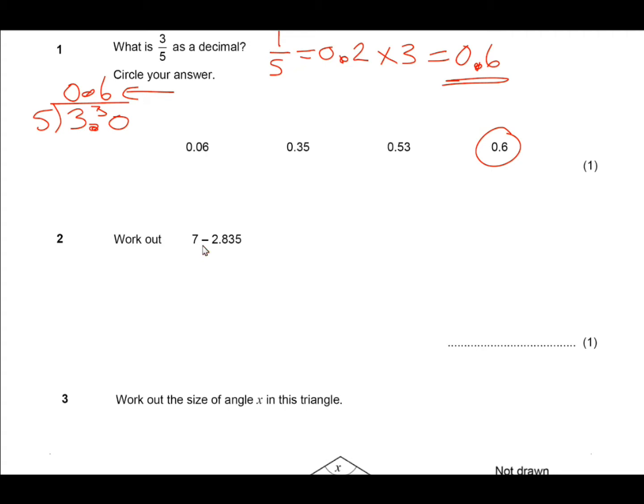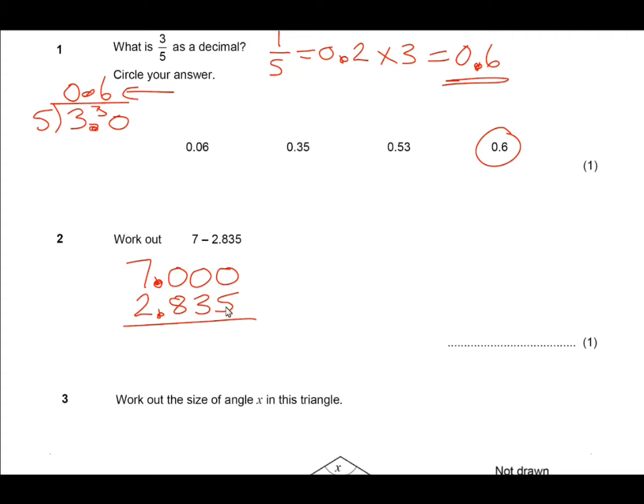Question 2. 7 subtract 2.835. So we can set this up in our column method and use holding zeros to make 7 as long as the 2.835. And then work our way along from right to left.